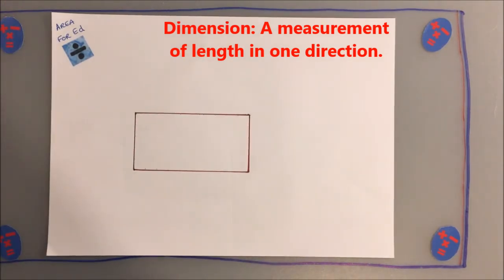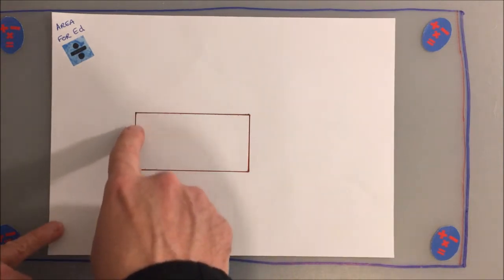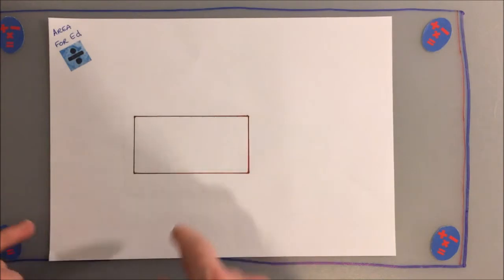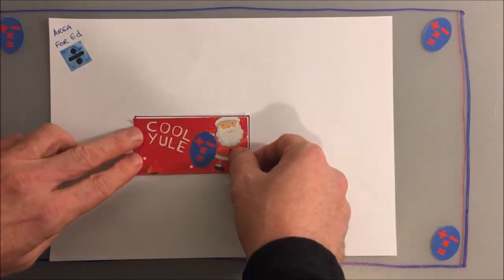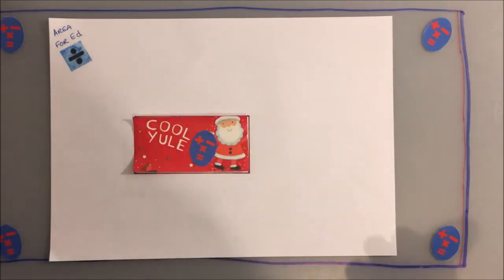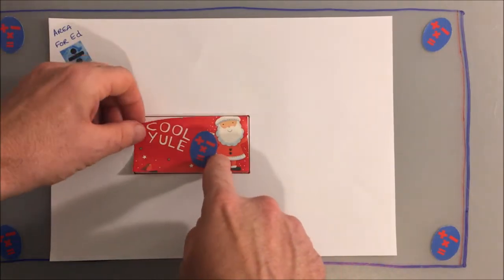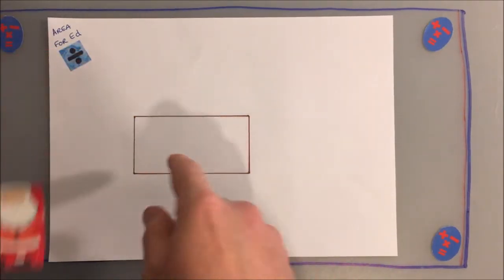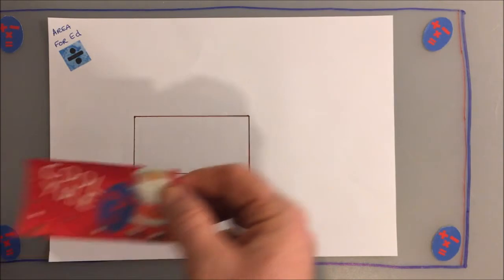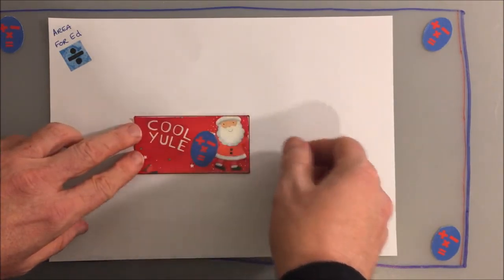At this time of year, a good way to think about area is wrapping paper. For instance, if I needed to cover this two-dimensional space with some wrapping paper, what I would need to know in order to do that is the area of the shape, so that I could cover it in wrapping paper.